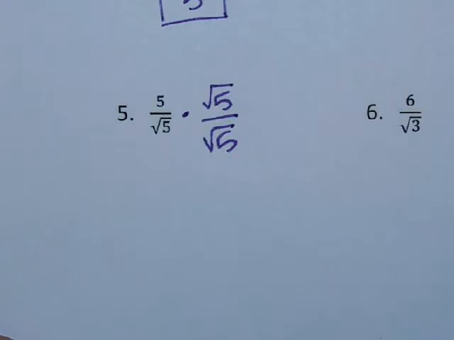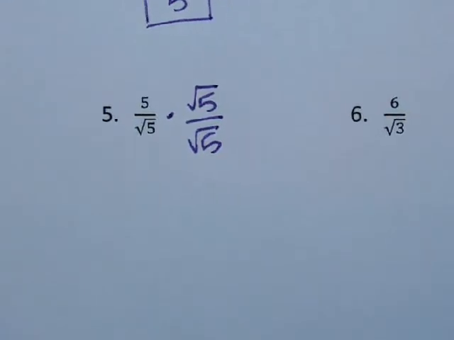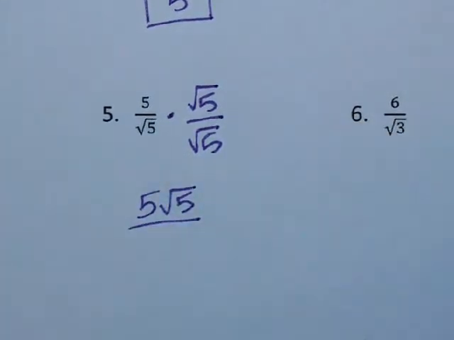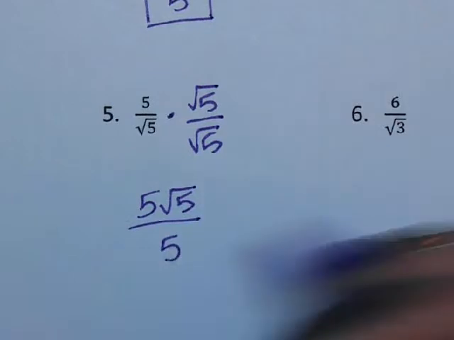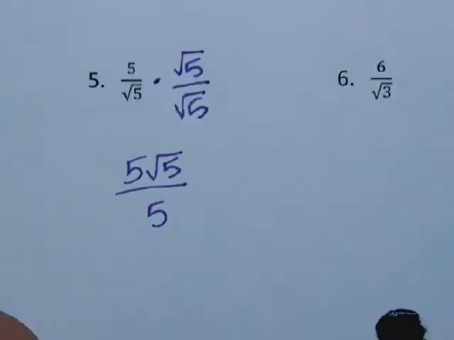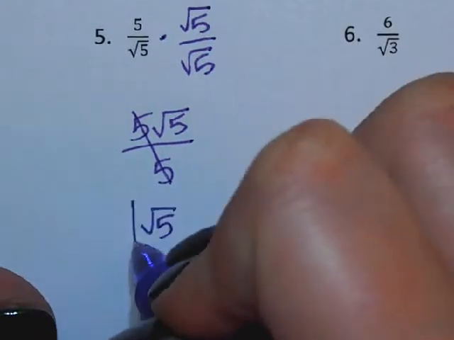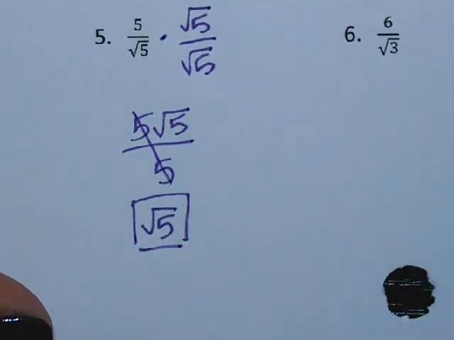Okay, so I'm going to multiply it by root 5 over root 5. And so on the top, what do I have? Yeah, 5 times root 5. And what do I have on the bottom? 5. And then what happens? The 5s cancel, and you are left with just plain old square root 5. Well, look how fun that was.